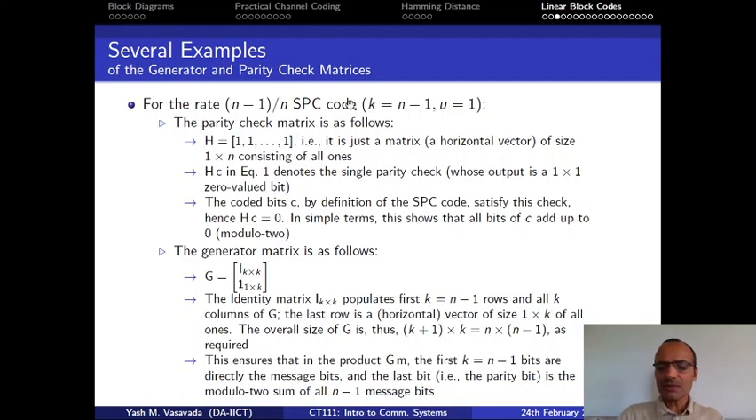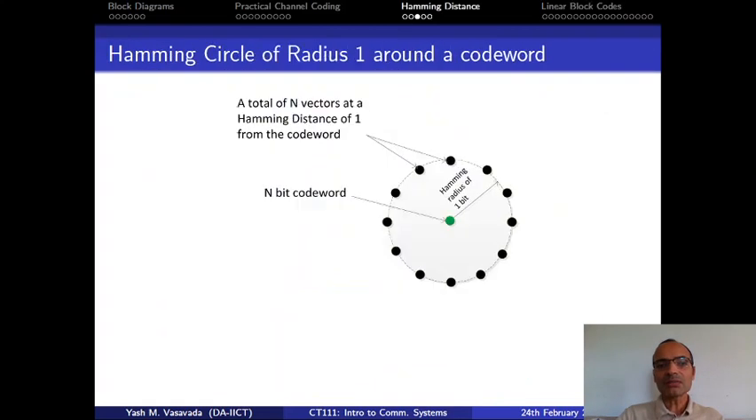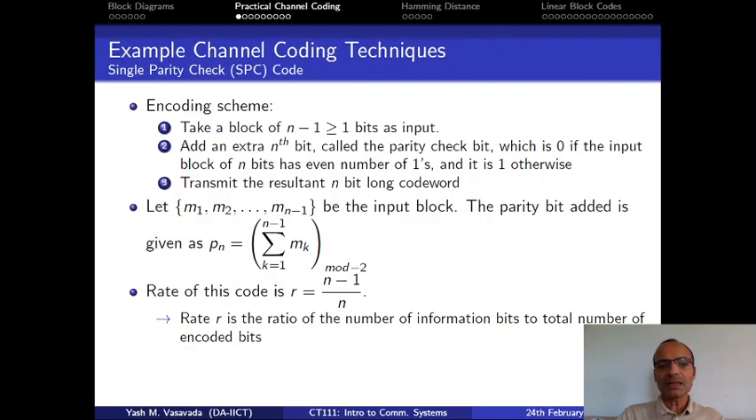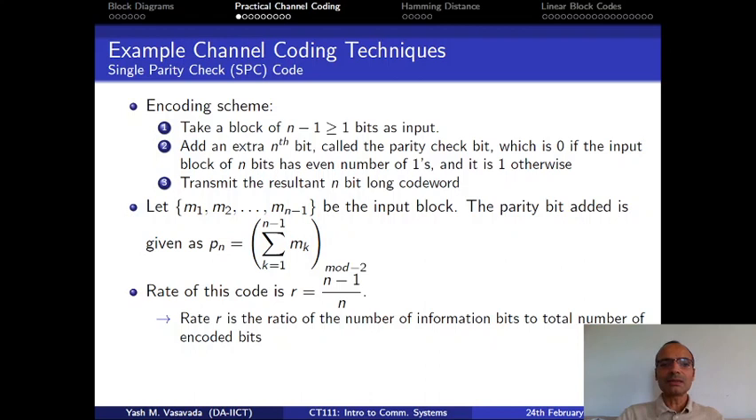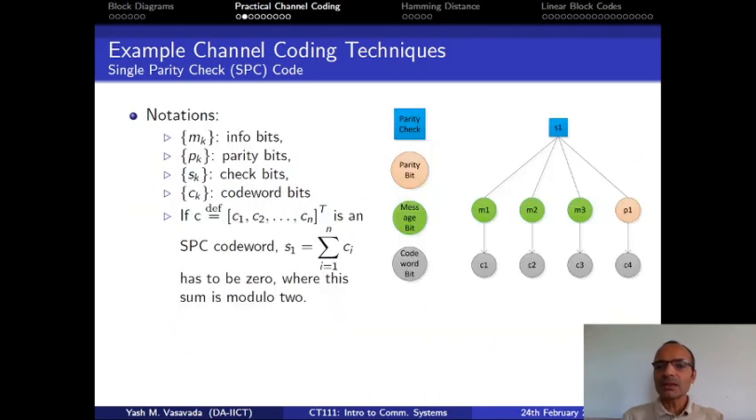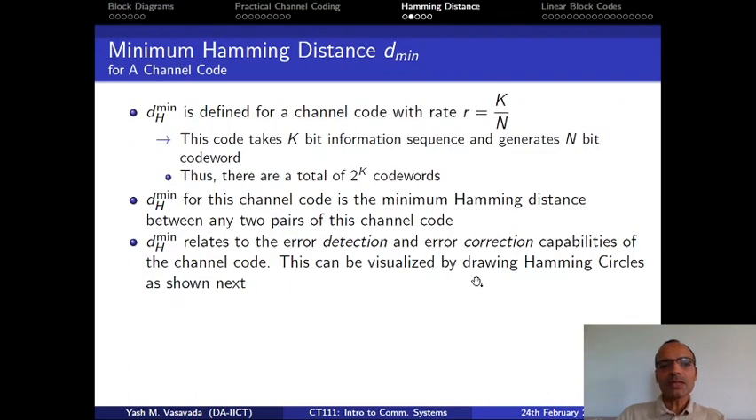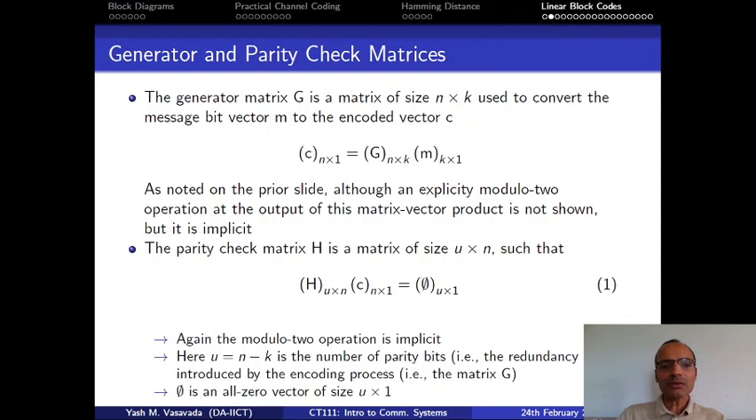Remember, we have studied the SPC code earlier. We'll just flip through the slides. It is right here. This is the description of the SPC code. The number of message bits is n-1. There is U equal to 1 parity bit, and therefore the number of coded bits is n. Okay, so that particular scheme, we are now going to cast in terms of these G and H matrices.